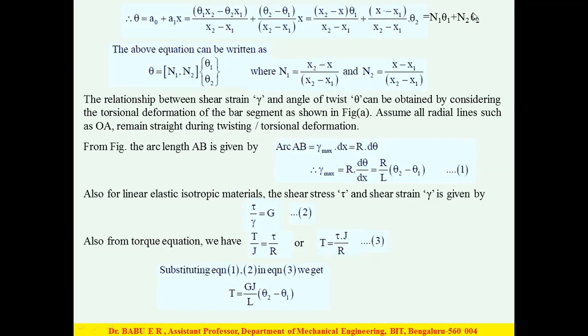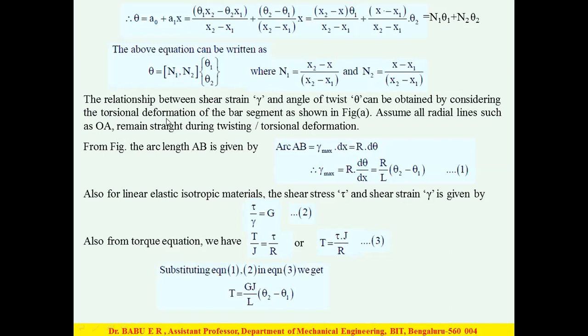Now I will write this in matrix form. So the above equation can be written as theta equals n1 comma n2 into theta 1 and theta 2, where the value of n1 is x2 minus x divided by x2 minus x1 and n2 is x minus x1 divided by x2 minus x1.